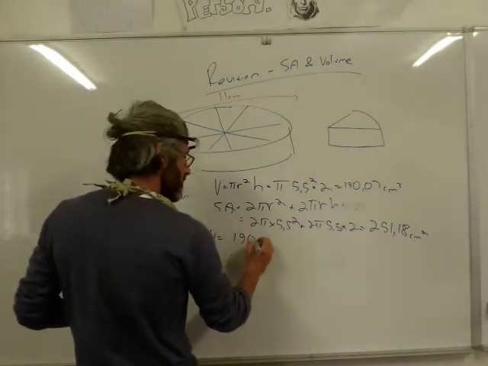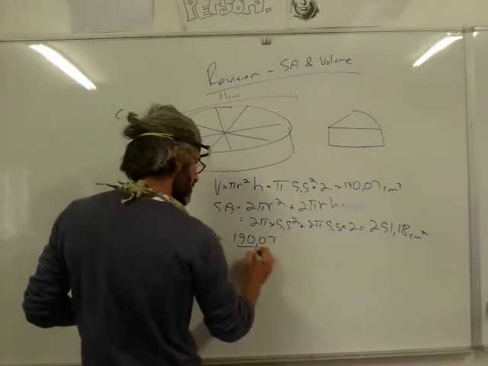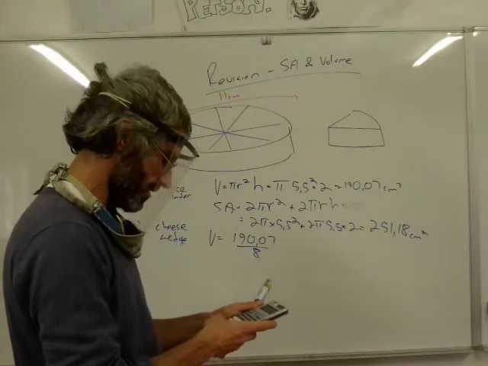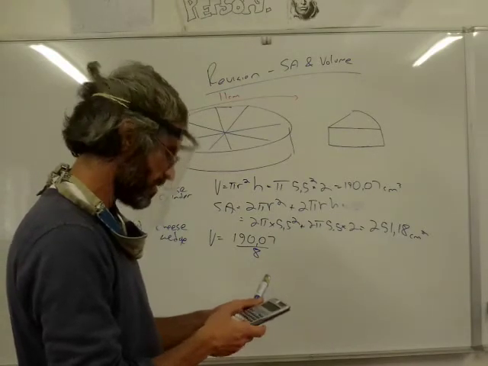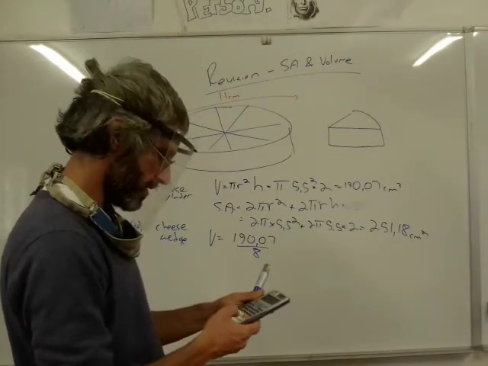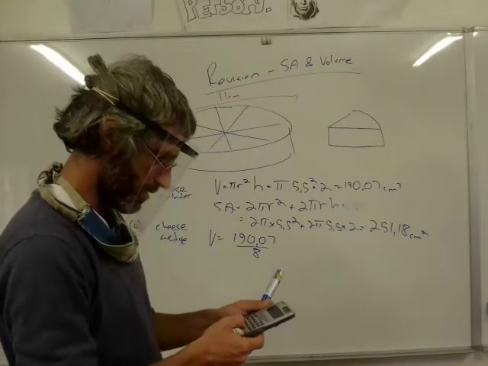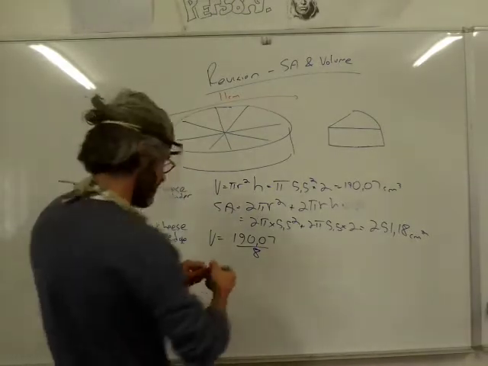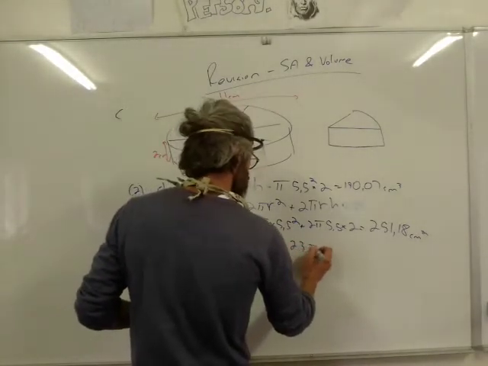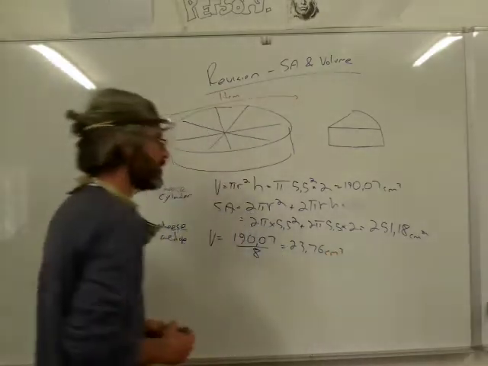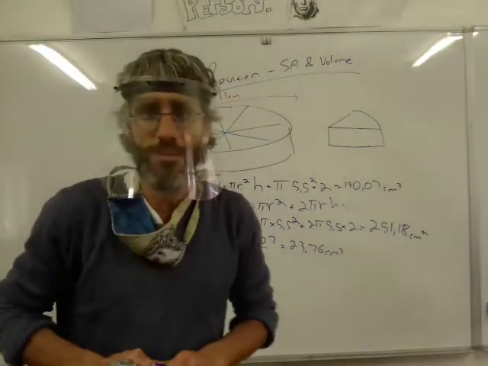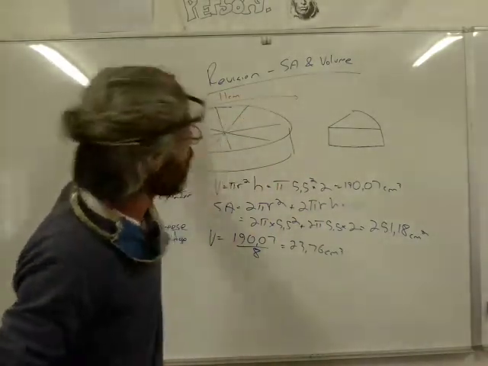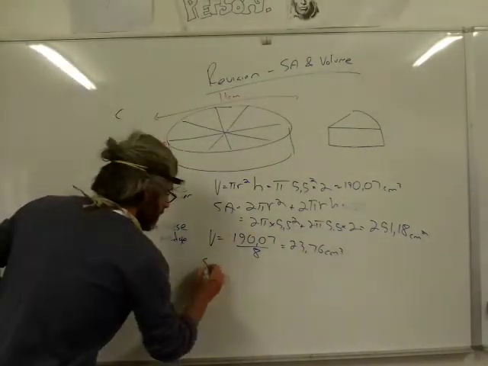So it's going to be 190.07 divided by 8. Okay? I'm going to put that in the calculator. 190.07 divided by 8. And I got 23.76 centimeter cubed. So that's the volume. Okay, just common sense. We have 8 wedges, so the volume of each one of them will be the volume of the whole cheese divided by 8. Now surface area.